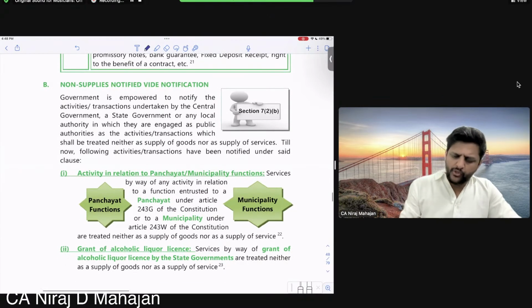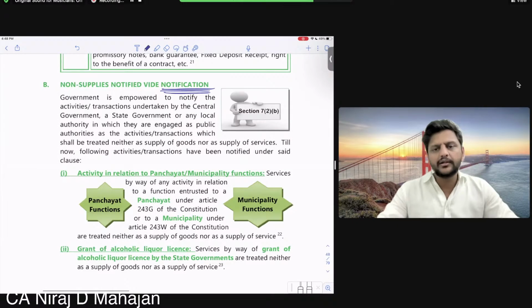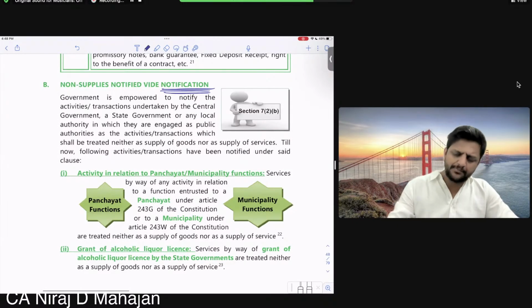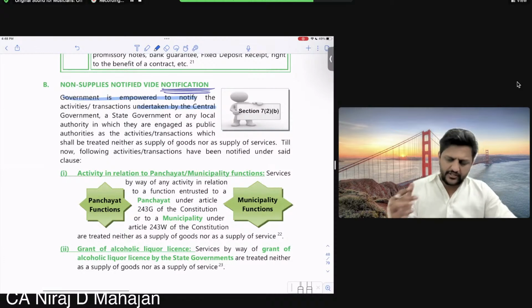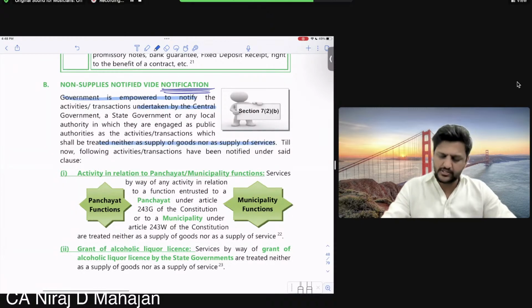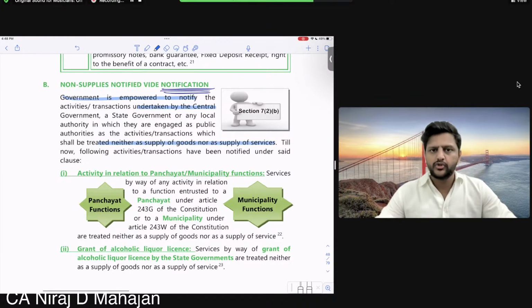Next one: non-supplies by notification. So later on, clarification was given. The government has the power to notify activities undertaken by the CG or SG or local authority, in which they are engaged as public authorities, which shall neither be considered as goods nor services. Till now, the following activities have been notified as exempted. Understand the point. Notification means what? Even government gives services in its representative capacity. So they are saying some services provided by CG, SG, local authority, panchayat, etc., are neither goods nor services.